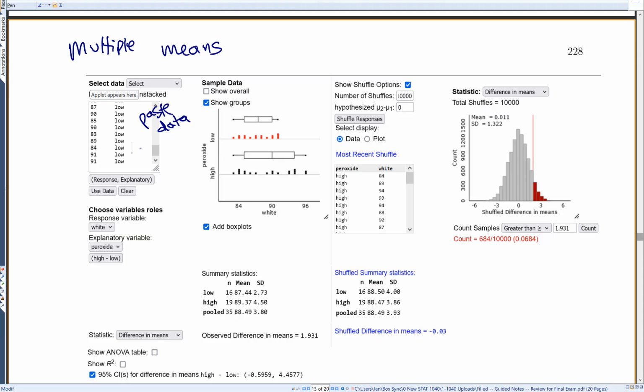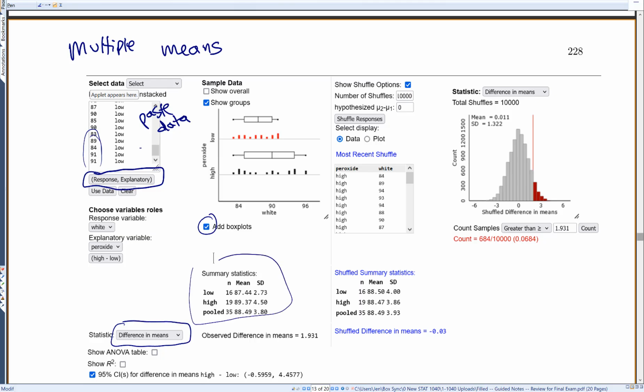The problem is when I pasted my data, it didn't show up right, and I realized my response numbers were first. So I had to click on this button to switch which variable was which, and then it all worked. It automatically sorted off the groups and everything for me. I didn't have to do a lot. I did click add the box plots. Make sure your statistic is the difference in means.